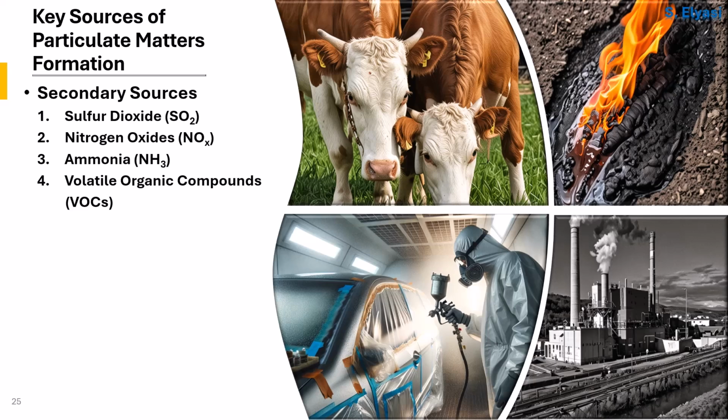These gases react in the atmosphere under the right conditions of sunlight and humidity to form fine particulate matter like sulfates, nitrates, and organic particles. This process significantly contributes to the ambient levels of PM 2.5, particles smaller than 2.5 micrometers in diameter, which are particularly concerning for health due to their ability to penetrate deep into the lungs and enter the bloodstream. Understanding these sources is crucial for effectively managing air quality and reducing health risks associated with particulate matter.